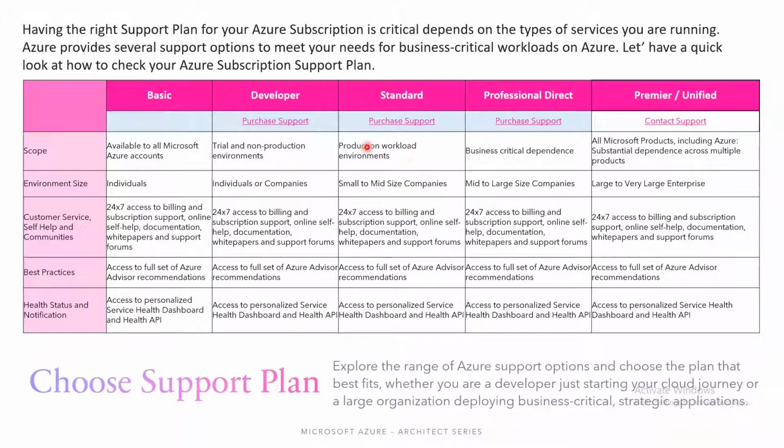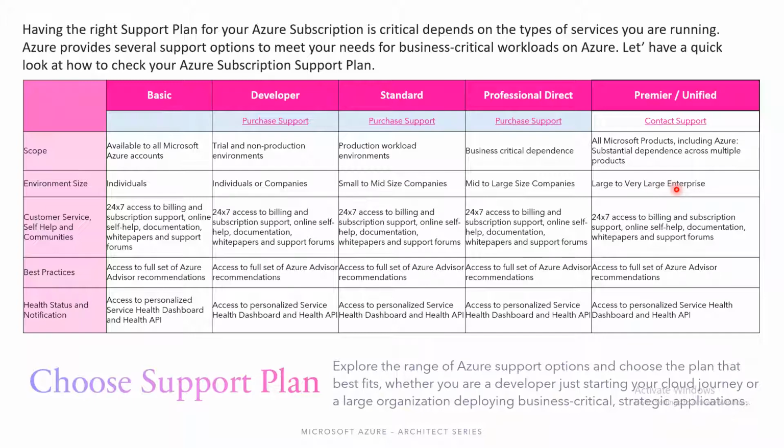The Standard plan is suitable for production workloads, and it is suitable for small to mid-sized companies. Professional Direct is for mid-sized to large companies, and if you have some mission critical or business critical services, then you can choose Professional Direct. Premier or Unified is for all the Microsoft online products, including Microsoft Azure, and the environment size is suitable for large to very large.